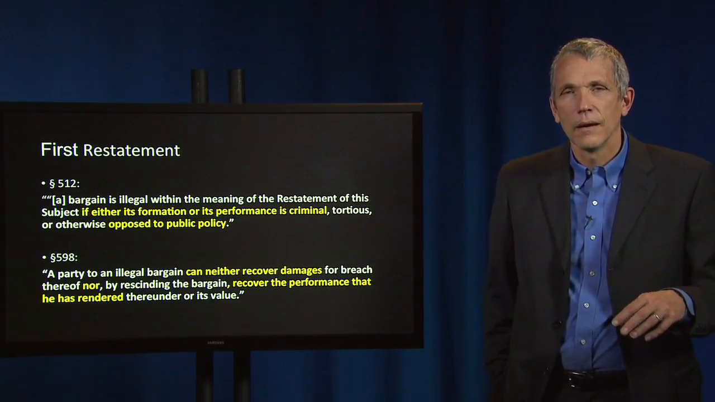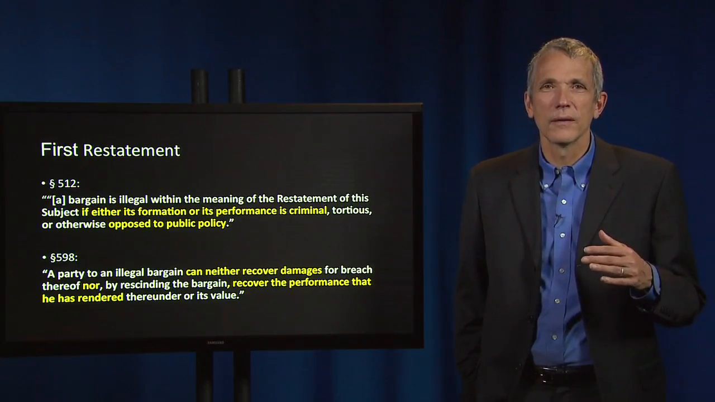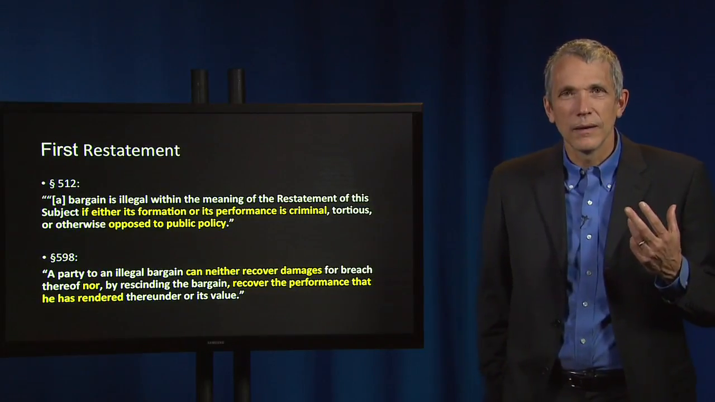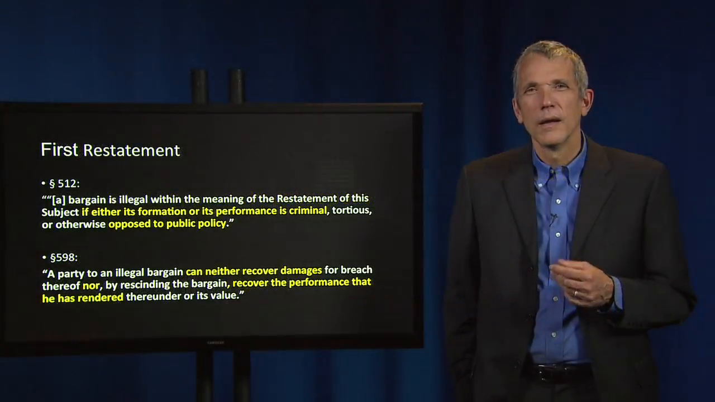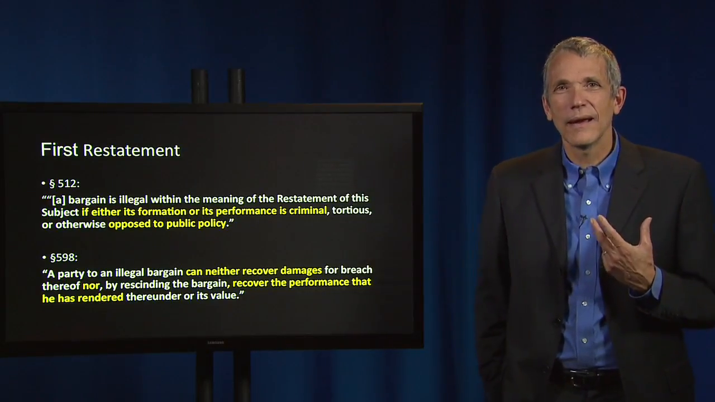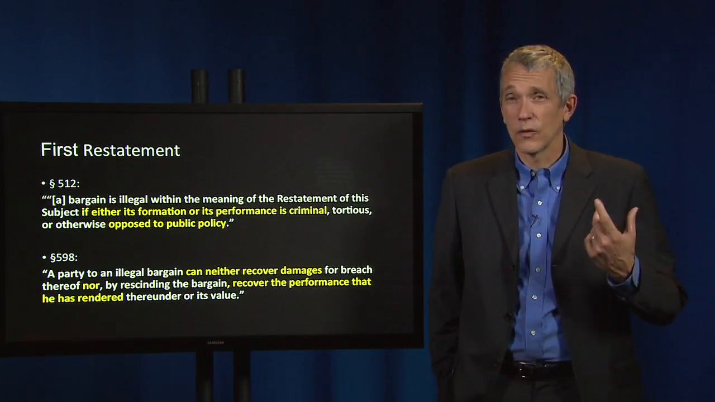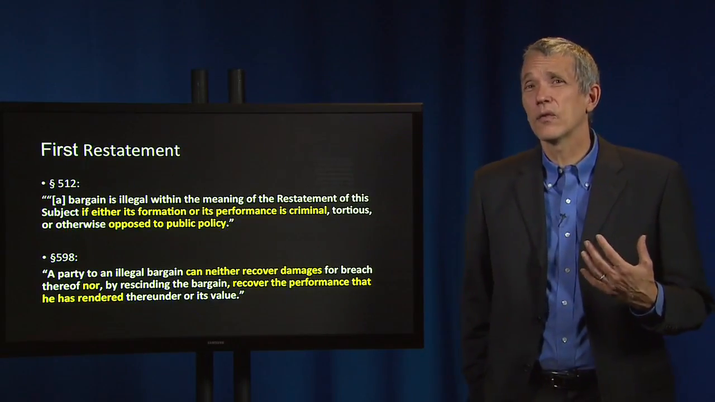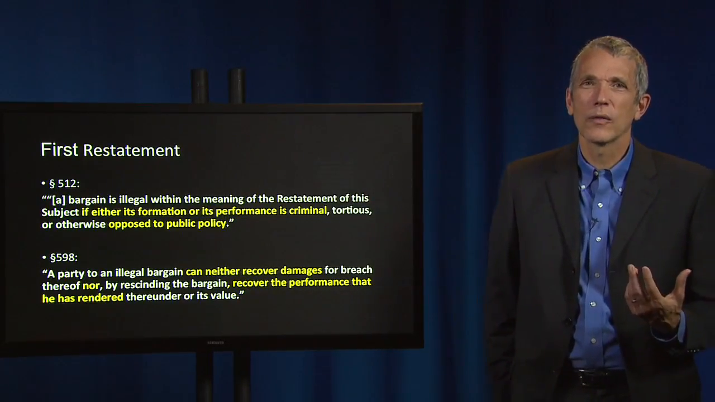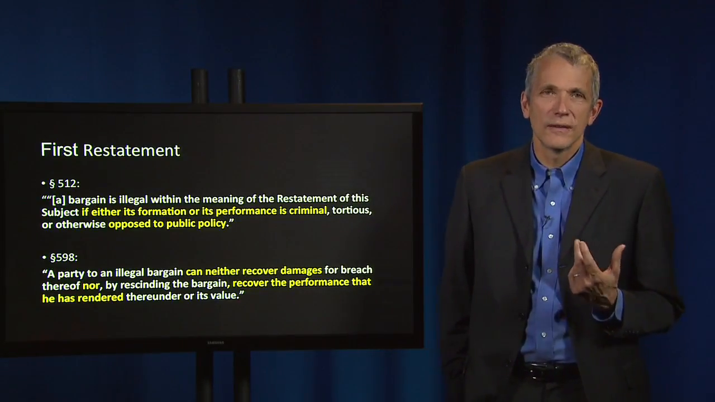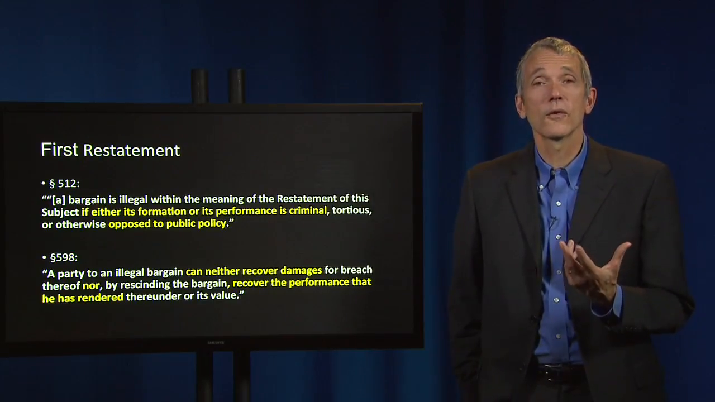If a bargain was illegal under 512 and both parties were in pari delicto, that is, equally blameworthy, Section 598 provided that a party to that agreement could, quote, neither recover damages for breach thereof, nor by rescinding the bargain recover the performance that he has rendered thereunder or its value, unquote. If you pay a scalper for a ticket when the sale is prohibited by law, courts, under the first restatement standard, would normally not force the scalper to give you your money back. It seems unfair that people like the scalper would come away with a windfall, but the comment provided a justification for this effect. It's further deterrence.